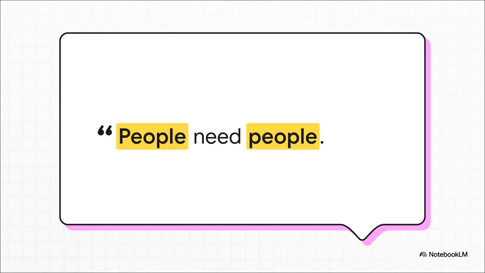And this is just brilliant. Look at this sentence. People need people. The word people shows up twice. Form-wise, it's exactly the same. It's a noun. But function-wise, totally different jobs. The first people is the subject, the one doing the needing. The second people is the object, the one being needed. Same form, two different functions. That's the secret right there.